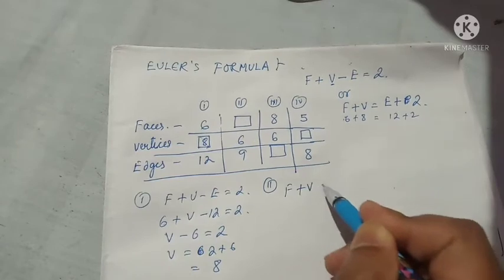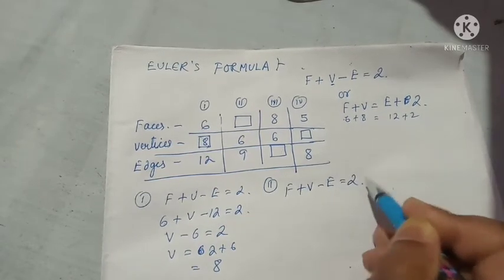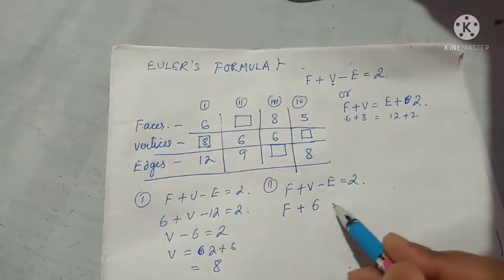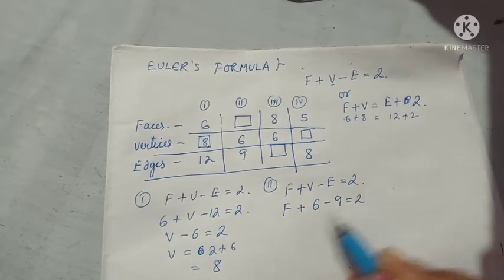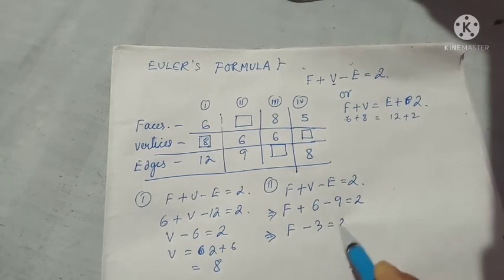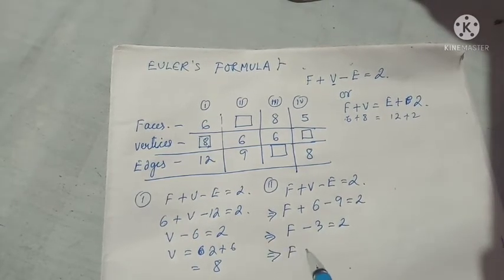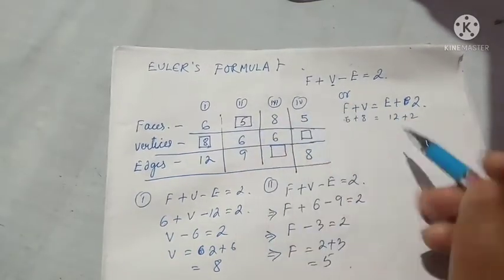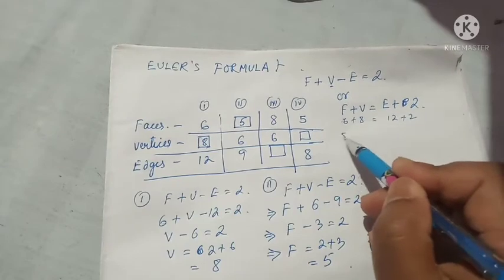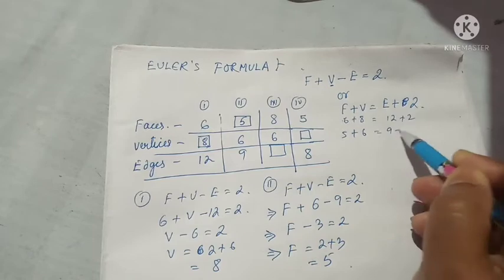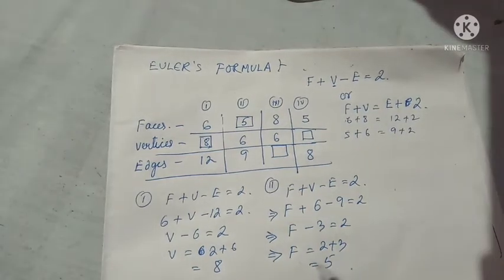Now for the second one, we are going to find the face. Face plus vertex minus edges equals 2. The face is unknown, the vertex is 6, and the edges are 9. Then F minus 3 equals 2, so the face equals 2 plus 3, that is 5. Now we can prove it: 5 plus vertex 6 is 11, and 9 plus 2 is 11. So the answer, face is 5, is correct.